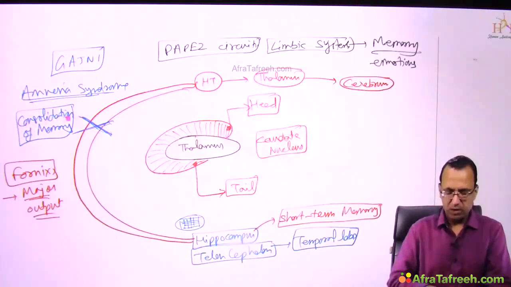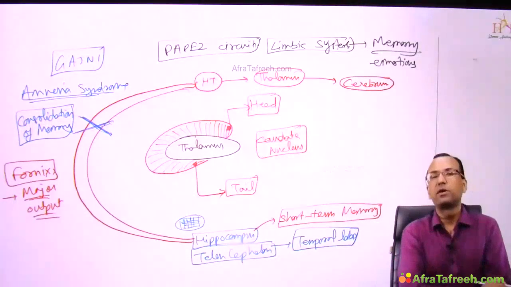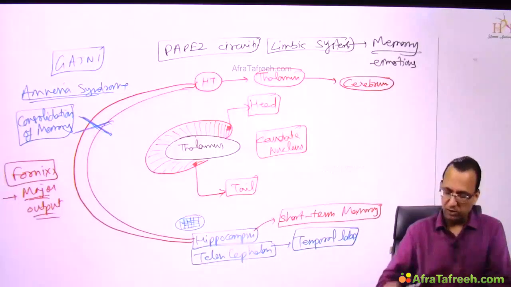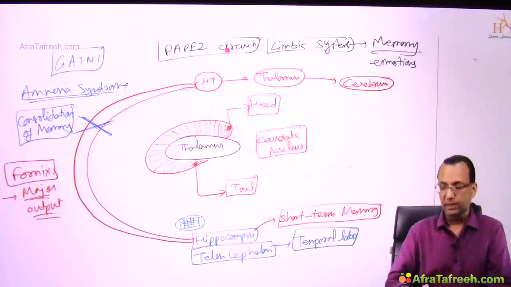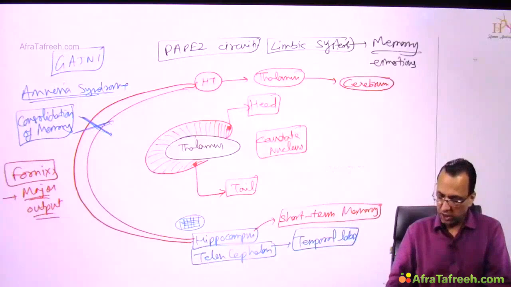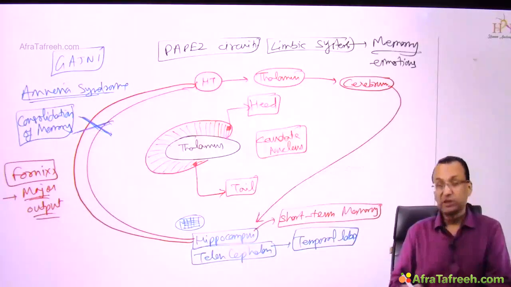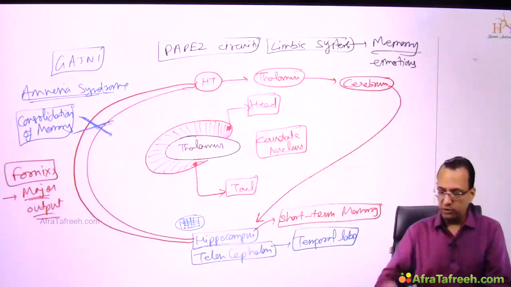But anyway, this is not a pathway for consolidation of memory only. It is also a circuit. You must complete the circuit. So to complete the circuit, I come back to hippocampus and the circuit is complete. You mean to say cerebrum itself will have some communication with hippocampus then? Yes, the circuit is complete.